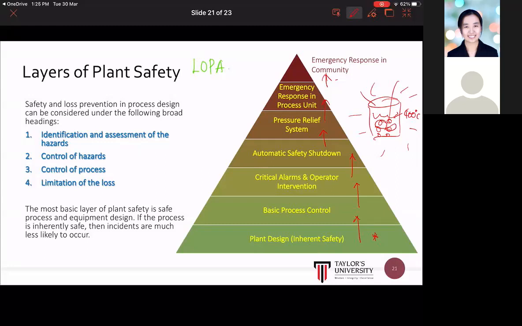Okay, so that is why we want to remove all manufacturing. We want to segregate industrial zone from residential zone. Got it? Any questions so far?